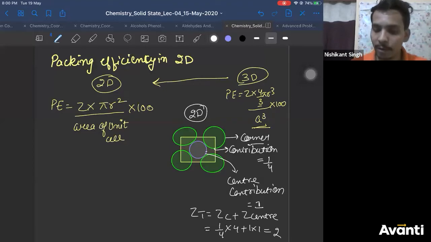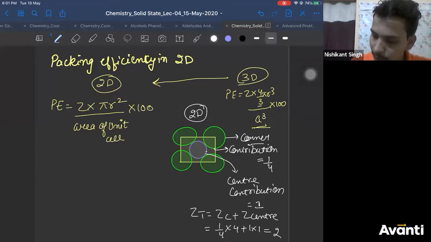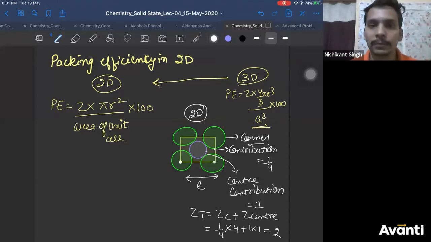Now let us apply our packing efficiency formula. Packing efficiency formula is Z into pi r square by area of unit cell. Now let us say the length of this square unit cell, this length, is L.